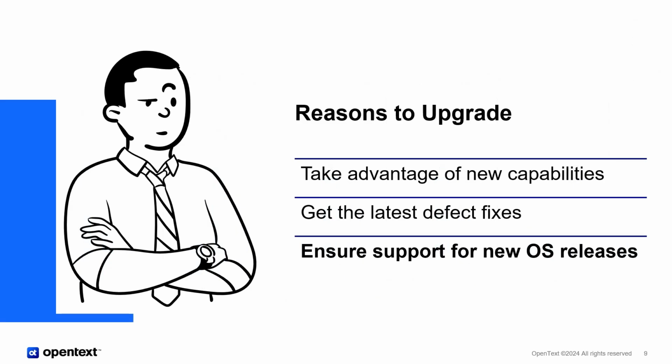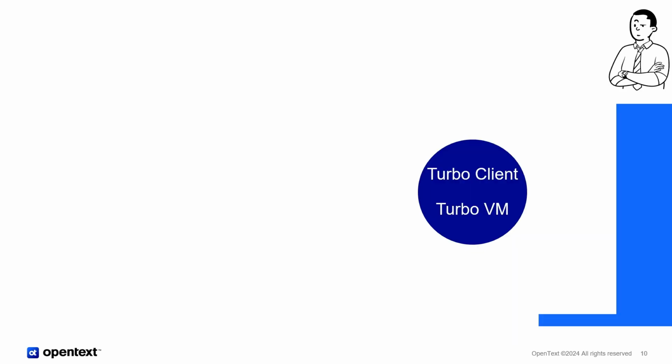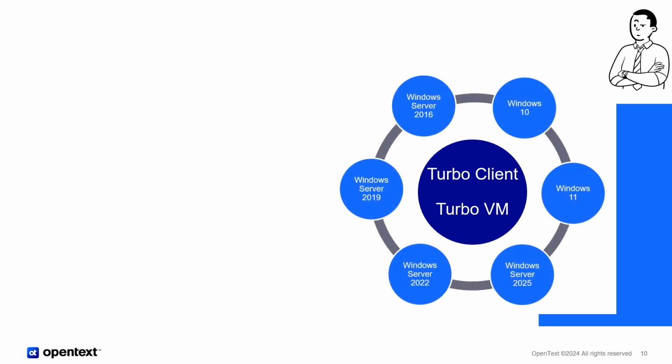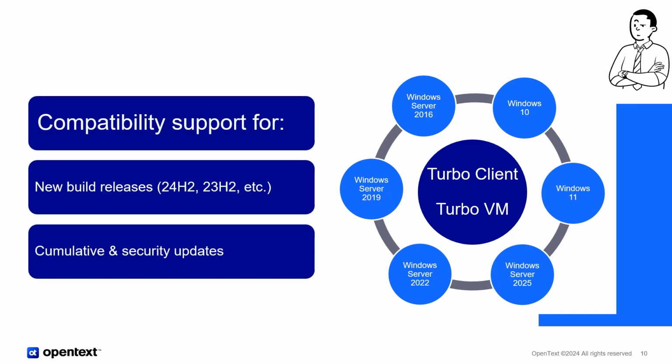Another important reason to upgrade is to ensure that you have support for the latest Windows operating system releases and updates. The Turbo Client and Turbo VM are 2 of the Hybrid Workspaces components most affected by operating system releases and updates. The Turbo VM undergoes continuous testing to ensure compatibility as new OS builds are released and existing OS builds receive updates. Each Hybrid Workspaces release includes an updated Turbo VM. Likewise, the Turbo client is also tested to ensure compatibility.